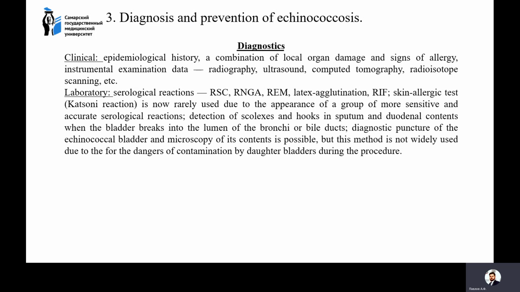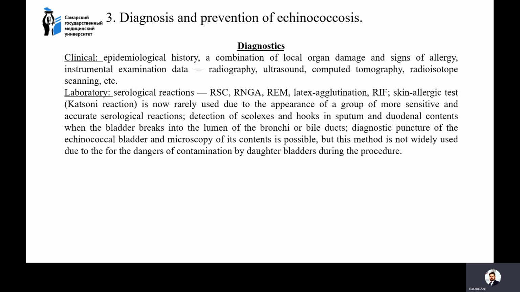RSC, RNGA, REM, latex agglutination, skin allergic tests. The Casoni reaction is now rarely used due to the appearance of a group of more sensitive and specific serological reactions.